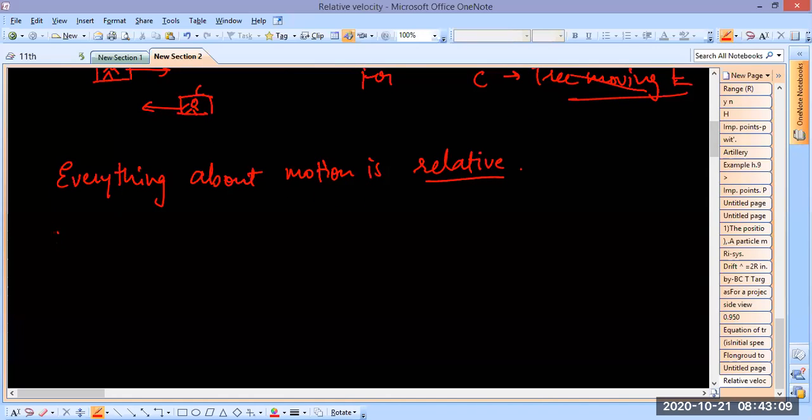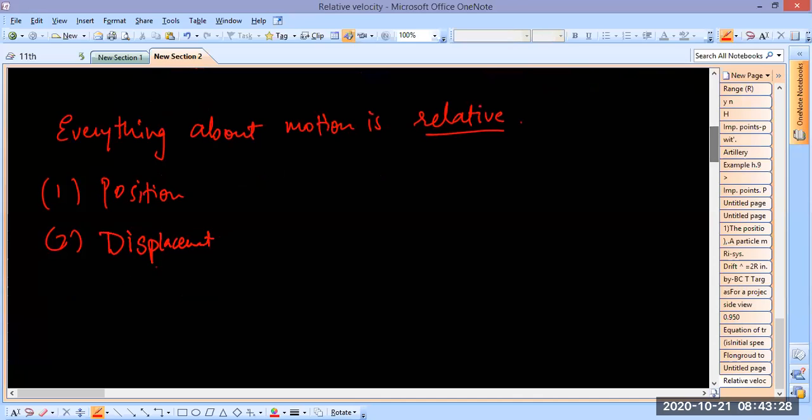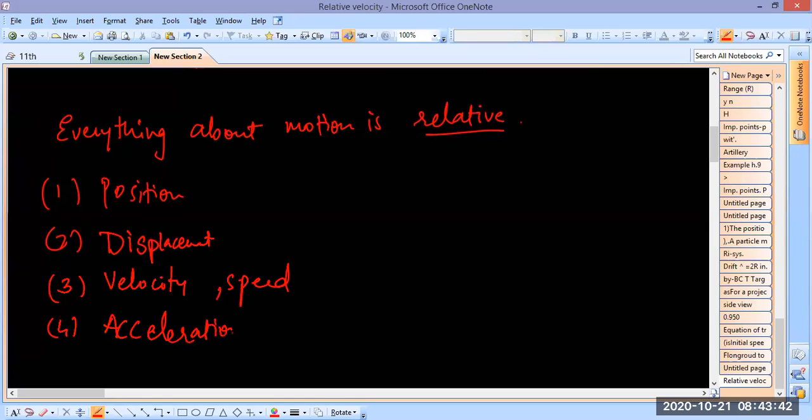Relative means when different observers see, they might see different things. So what is relative? Number one, position is relative. Number two, displacement is relative. By default, if position and displacement are relative, that means velocity and speed are both relative. Number four, acceleration is also relative. So all these things about motion are relative.